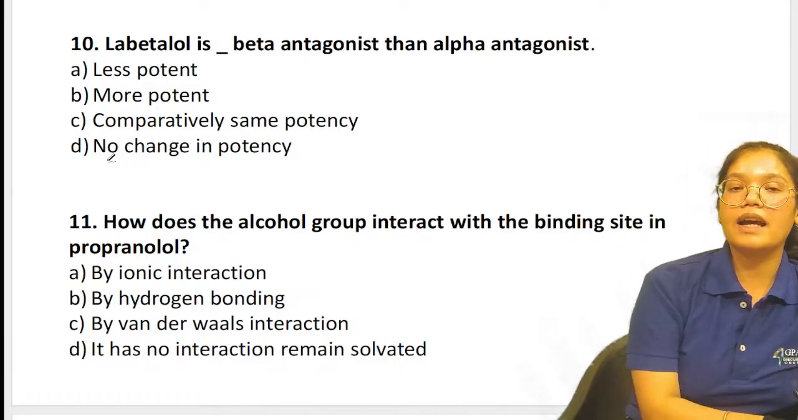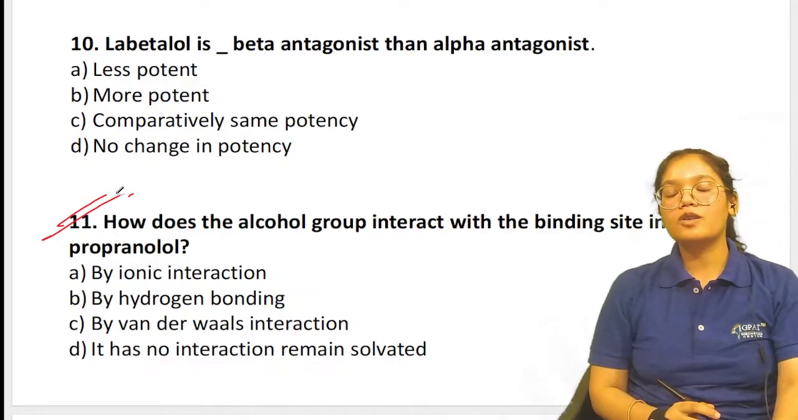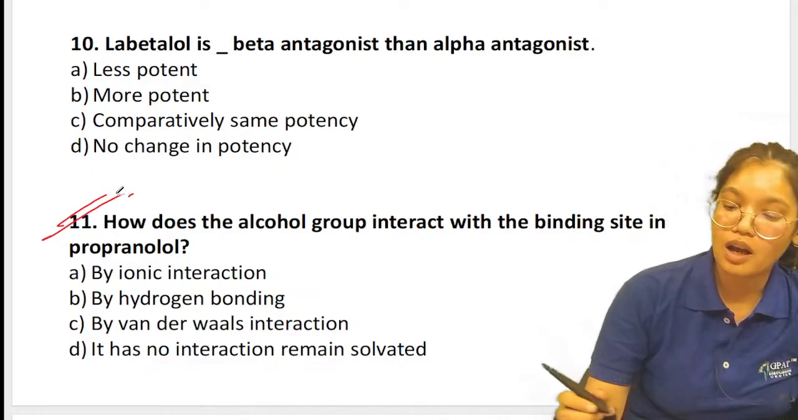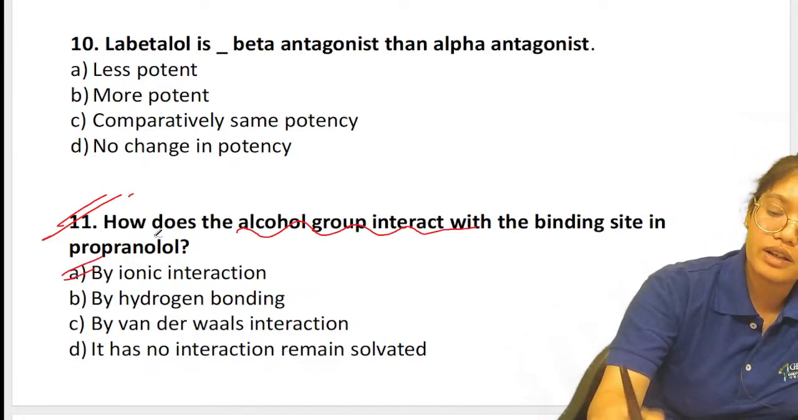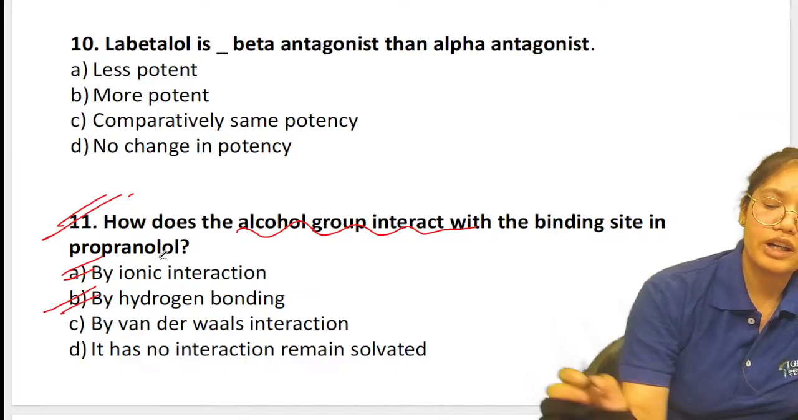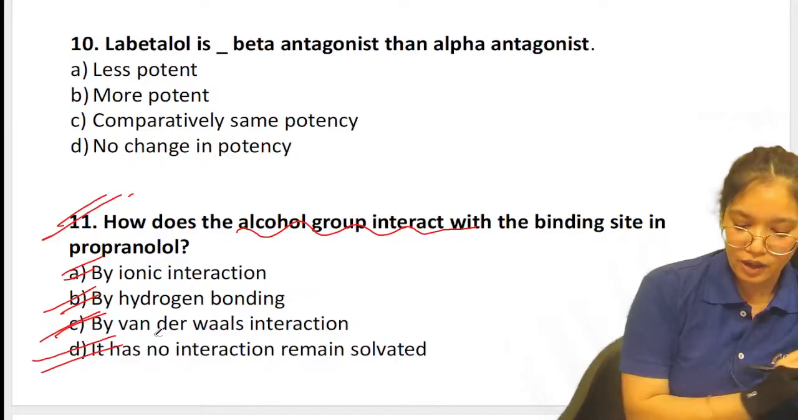Okay. Now moving forward towards the 11th question, that is, how does the alcohol group interact with the binding site in propranolol? This question is also from the beta blockers. Now, how does the alcohol group interact? By the ionic interaction, by hydrogen bonding, by van der Waals interaction, or by no interaction at all?